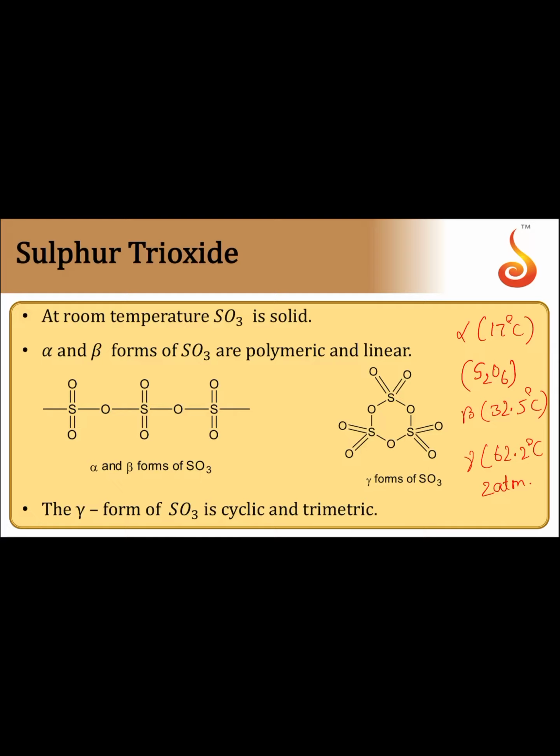And alpha and beta forms are polymeric and linear. Gamma form is cyclic and trimeric, as shown in the diagrams in this slide. These are some important points for SO3.